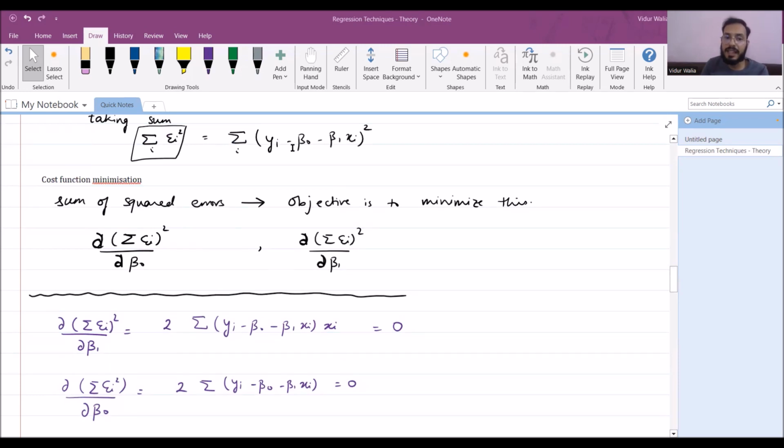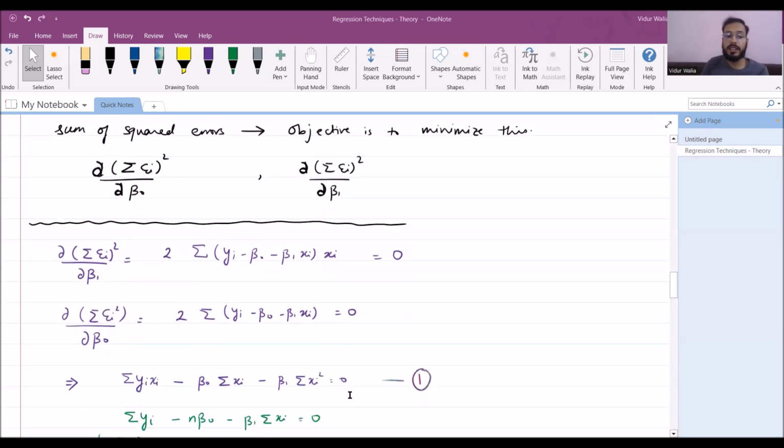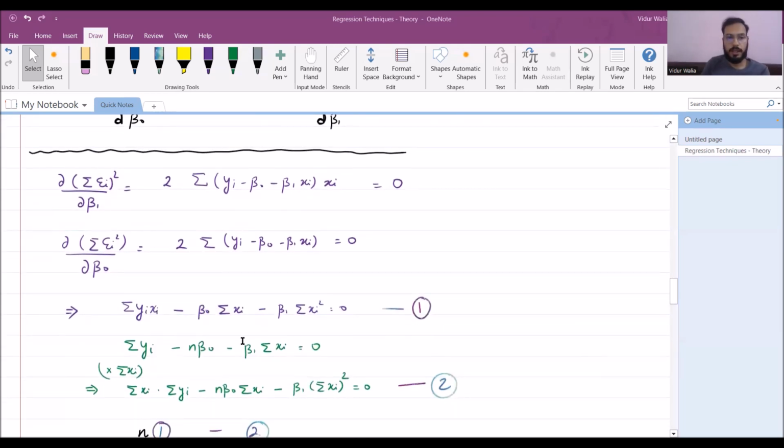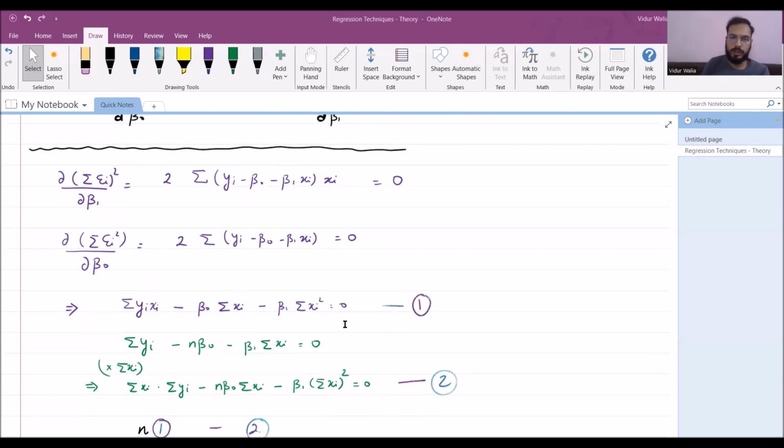I do not have any xi multiplied with beta naught, so I get 2 times sum of yi minus beta naught minus beta 1 xi equal to 0. So now I have got these two equations, right? Let me just open up the first equation. This 2 gets cancelled out. Sum of yi times xi minus beta naught times sum of xi, because this is a coefficient. This is just a number. It comes out outside. Minus comes outside. Minus beta 1, again a coefficient, times sum of xi squared equal to 0.